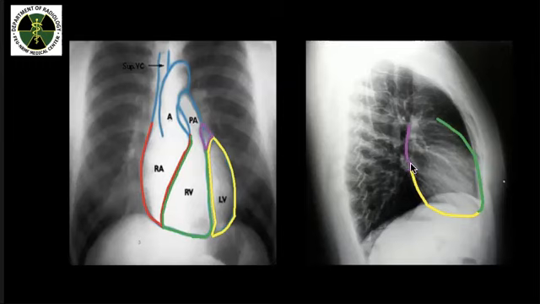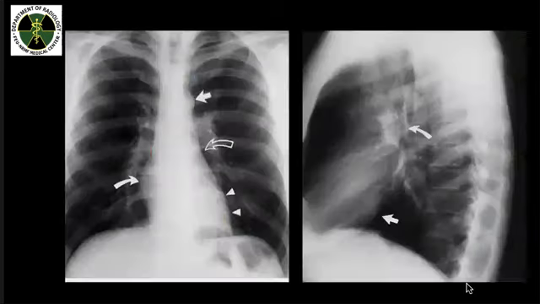So this is the area of your left atrium in lateral view, the superior and posterior area of the heart. And then this one is the left ventricle in lateral view. And this one, the more anterior, is the right ventricle. So that's the borders of the heart.